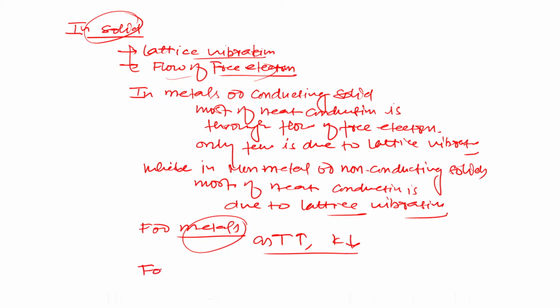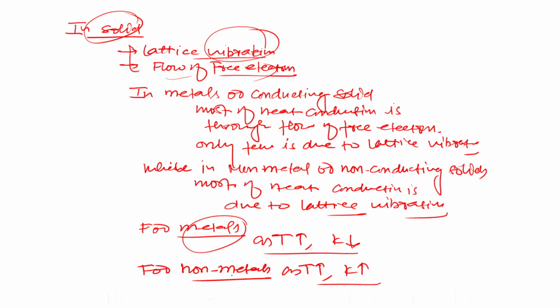For non-metals, what happens? Anyone? In non-metals, most of the heat transfer is due to lattice vibration. As temperature increases, lattice vibration will be more pronounced. Yes or no? And that will obviously add more to the heat transfer. So here, as temperature increases, K increases, because the dominating factor in non-metals or non-conducting solids is lattice vibration.